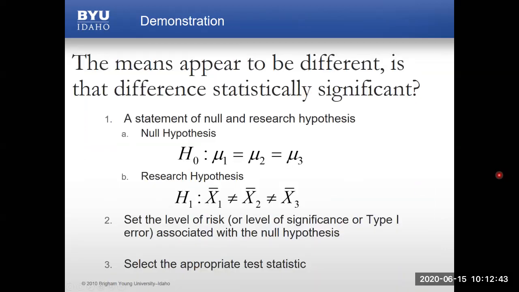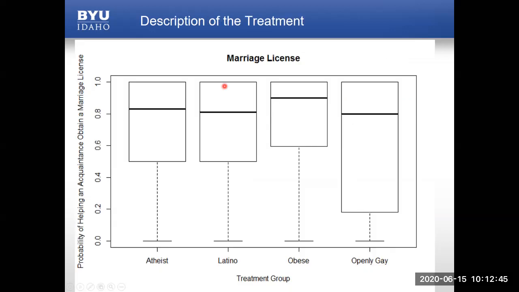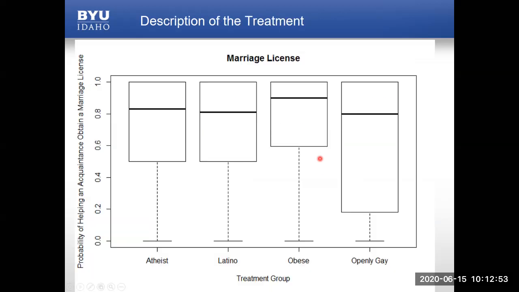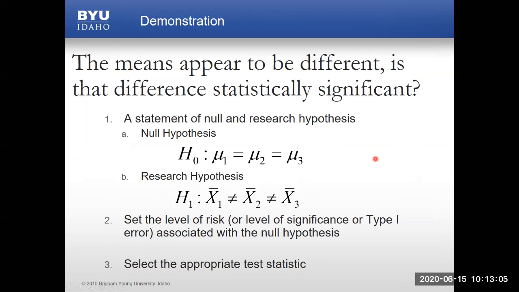So it looks like there's a difference, right? If I just eyeball that, I say, oh, those don't look like they're the same. But we want to do the statistical test to know statistically are they different. So our null hypothesis is that the means for all these groups are the same. Again, I don't see the means in this, I just see the medians. But the null is that the means are the same. The alternative is that the means are not all equal to each other. I choose my level of risk, 0.05. I choose the test statistic, which would be the F.